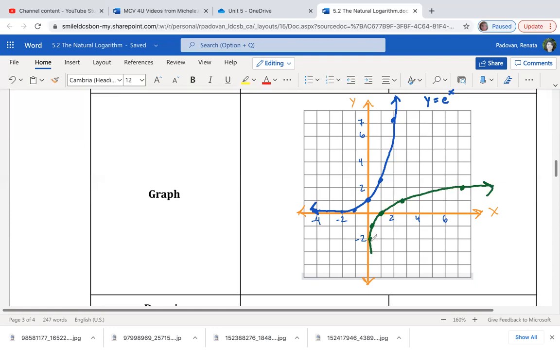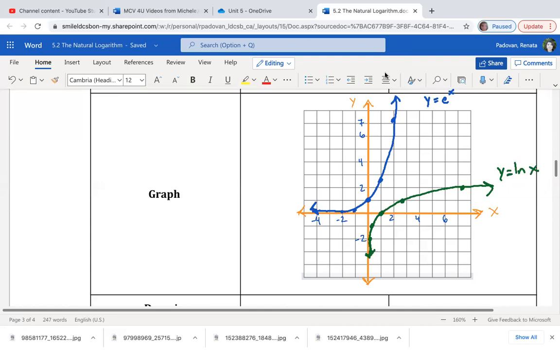Again, I shouldn't have it curving like that. I should have it looking like it's getting closer and closer to that y-axis line. There we go. And this is, let's write it as y equals ln x. So what do we notice about the inverse functions?